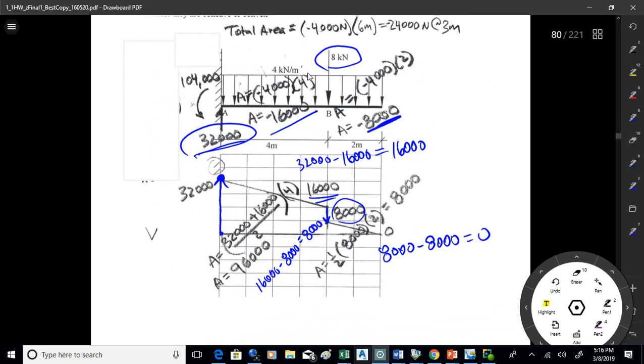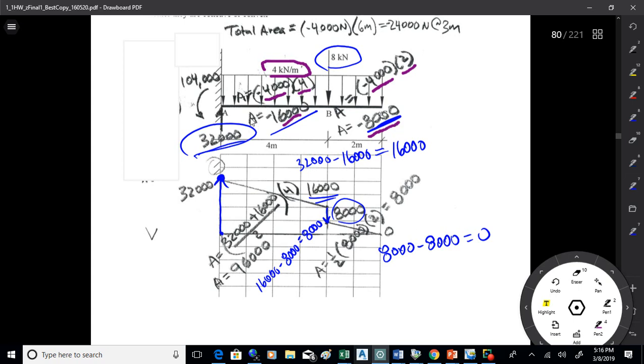So what I do here is I'm going to find the area on either side of this 8,000 newton, which is 8 kilonewton load. So here I've got negative 4,000 there because it's down. So negative 4,000 times the distance of 4 is negative 16,000. On the other side, I got negative 4,000 times 2, which is negative 8,000.